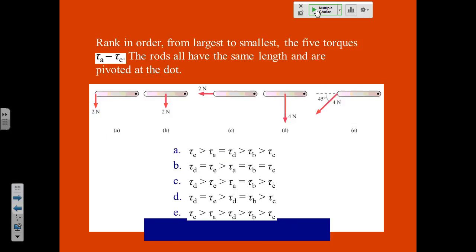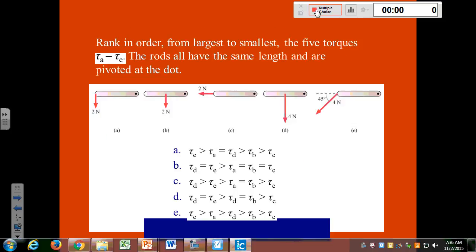Now rank these. I have a force acting on a bar. This is very similar. Rank these in the order of the torques that are acting on these 5 bars. They all have either 2 newtons or 4 newtons. This 4 newton force is at 45 degrees.